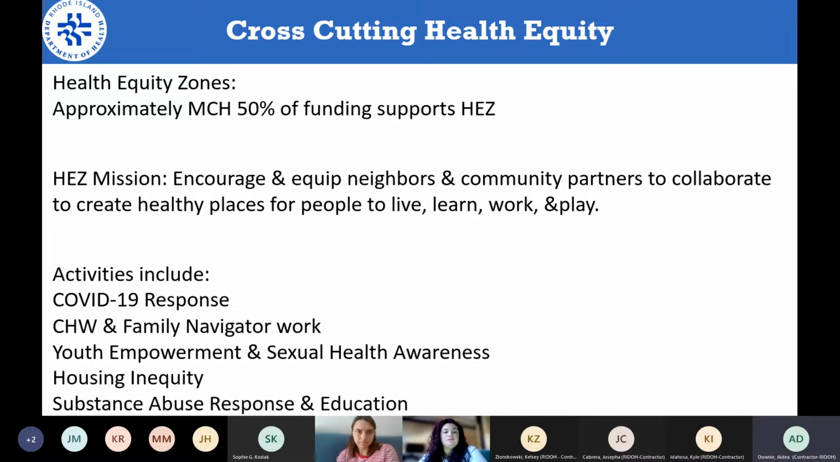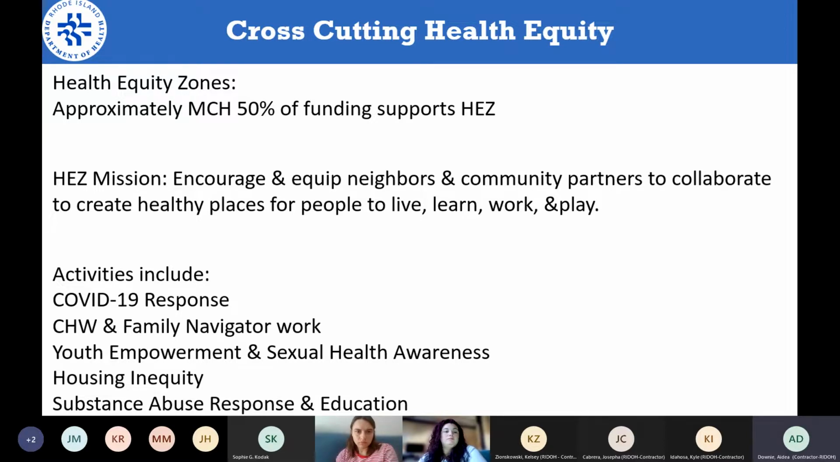As well, they have family navigators and community health workers who help parents and families on a daily basis with accessing their needs and were instrumental during the time of COVID as well.